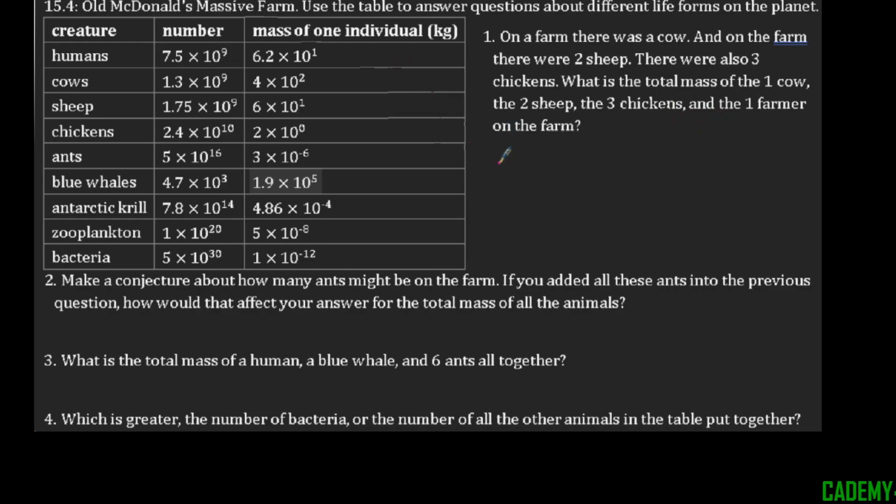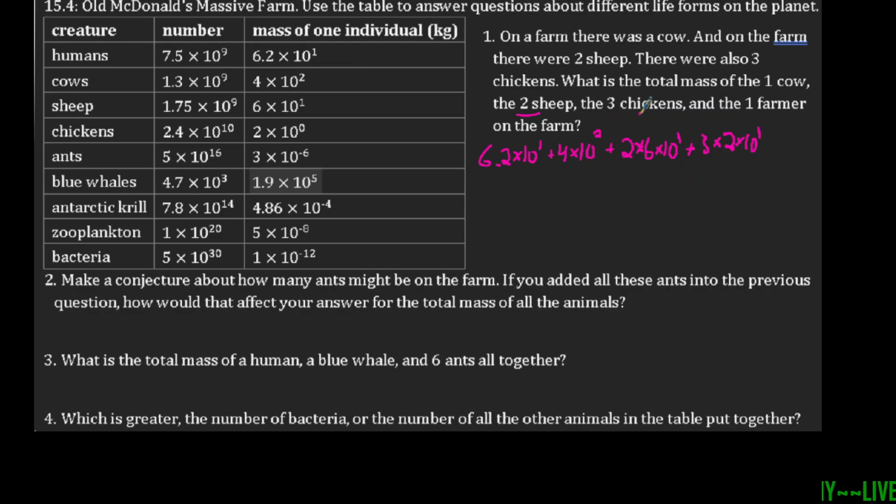So what we can do is add these together. So what I'm going to write is this: I have 6.2 times 10 to the first power plus 4 times 10 to the second power plus 2 times 6 times 10 to the first power because we have 2 sheep, and we have to do 3 times 2 times 10 to the first power because we have 3 chickens. And then last we have to add in that farmer, or sorry, let me back up there.